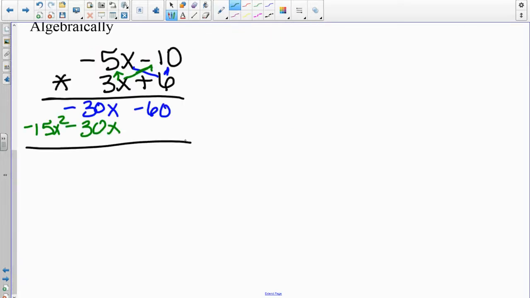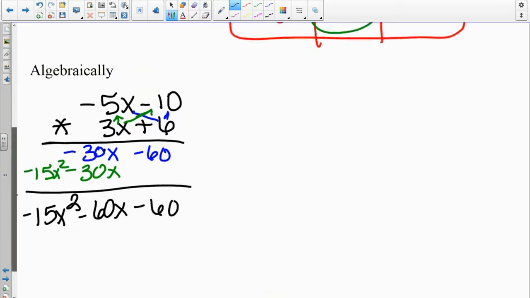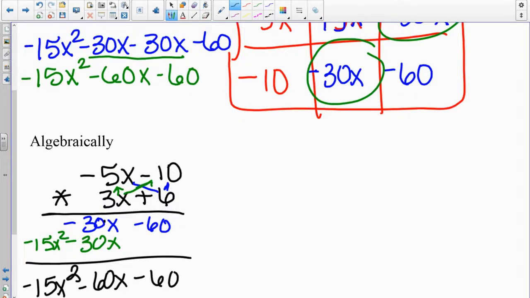So we get negative 15x squared. You add those two up, gives us negative 60x, which is what we do in the box or the area model. Notice we get those same exact terms. Okay, this is just laid out differently, and then the negative 60. Again, same answer, just two different methods of solving.